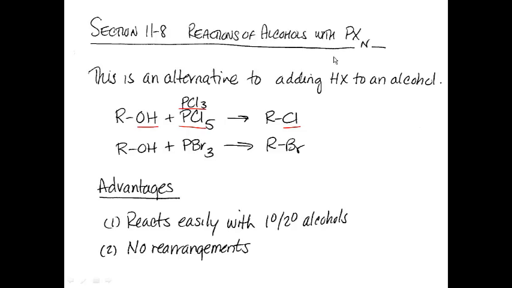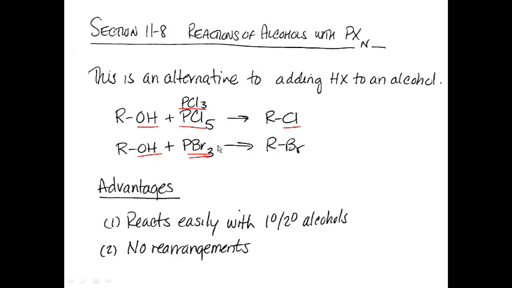The mechanism for this, you can look in your book and they'll give you some hand-waving arguments that aren't particularly useful. So we're not going to talk about the mechanism of this reaction. You just have to remember this is what PCl5 and PCl3 do. Their only job is to convert OHs to Cls. If you want to replace an OH with a bromine, you can use PBr3, and that will also substitute a Br for an OH.